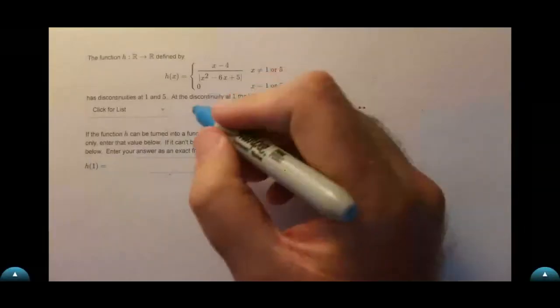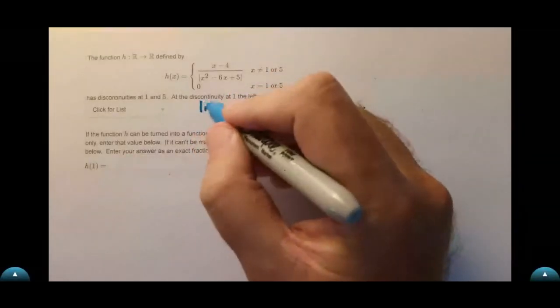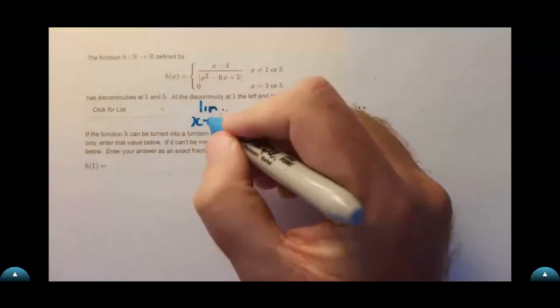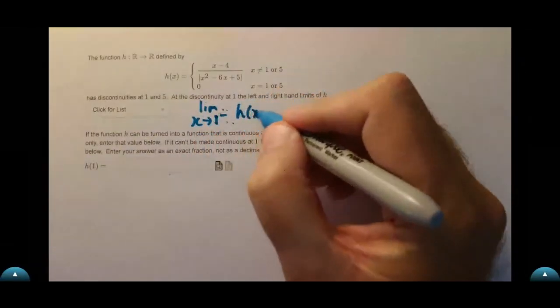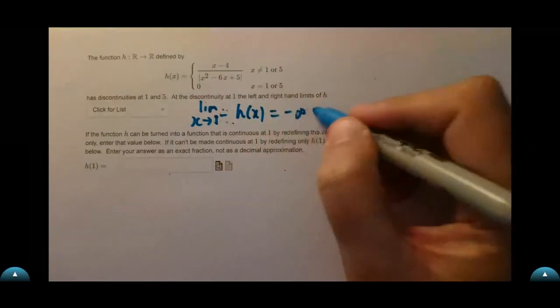Let's write that down. Here we have the limit as x approaches 1 from the negative side. That's -infinity.